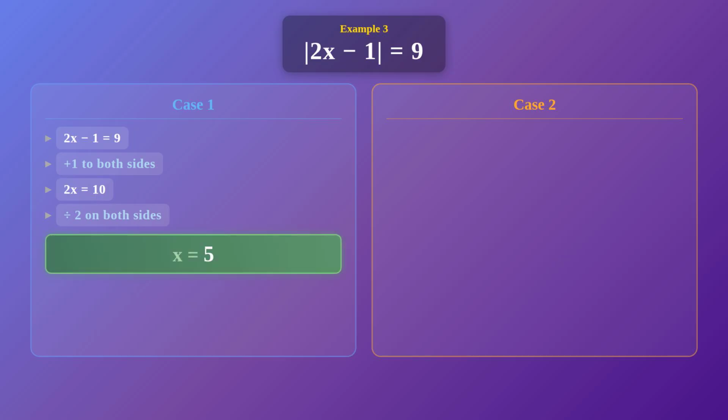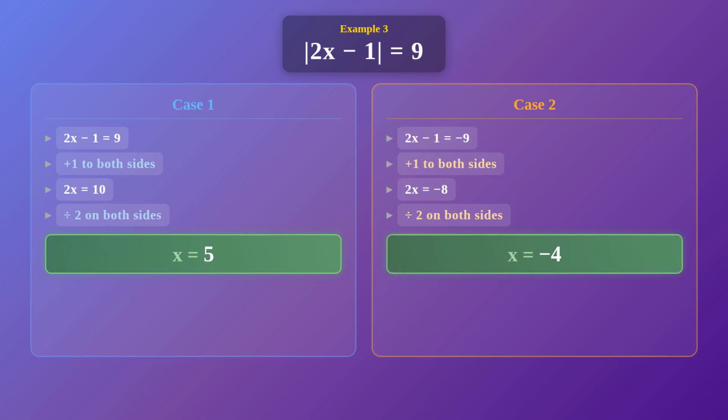Case 1. 2x minus 1 equals 9. Add 1 to both sides. 9 plus 1 equals 10. So 2x equals 10. Divide both sides by 2. 10 divided by 2 equals 5. So x equals 5.